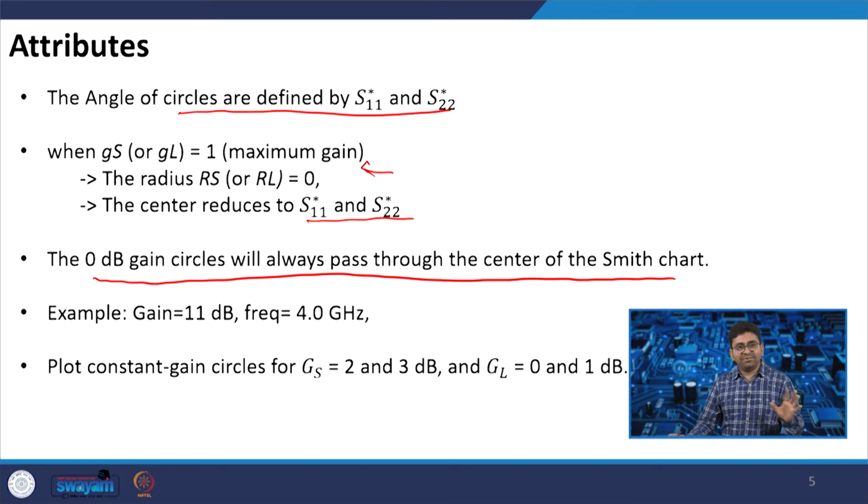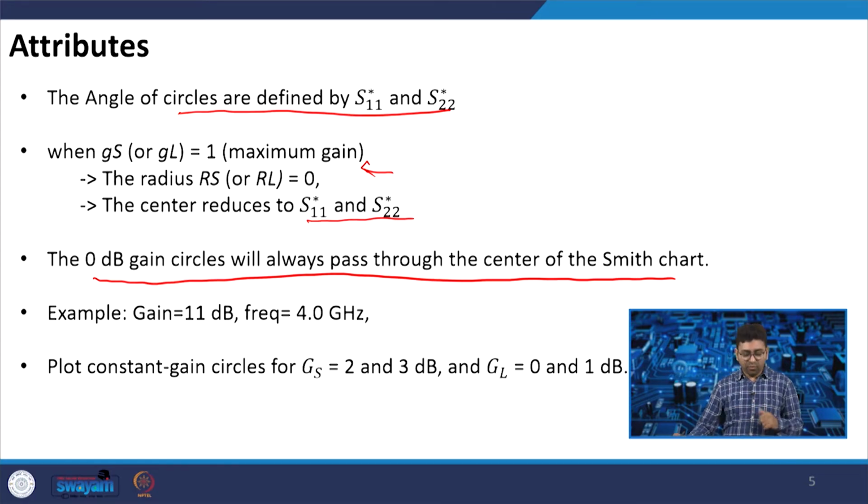So, in order to understand, we will use the same parameters that we have discussed in the amplifier design and we will take one example. What this example says, we have S parameters given, and in the last class what we have done, we have found out the maximum gain. For maximum gain we found the input matching and output matching.